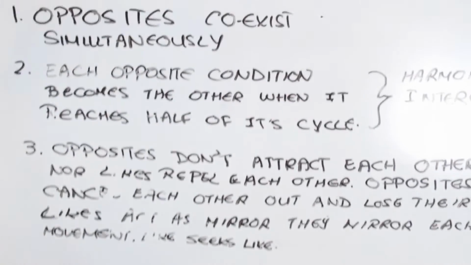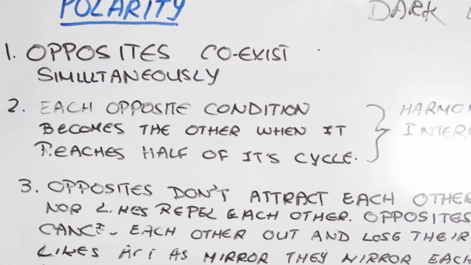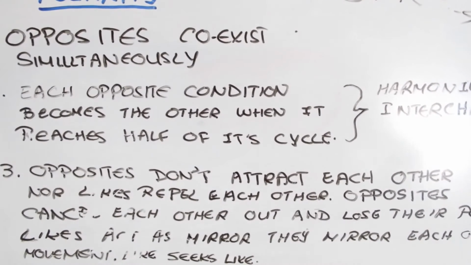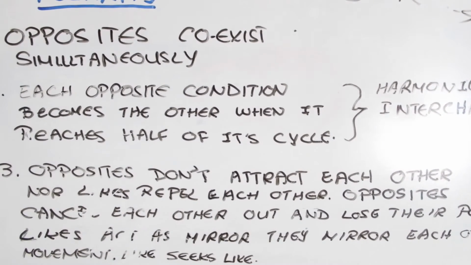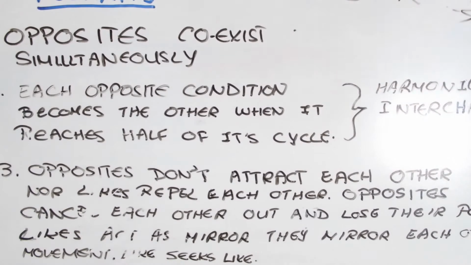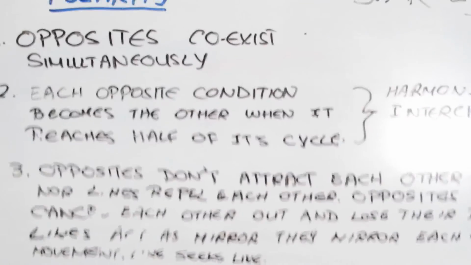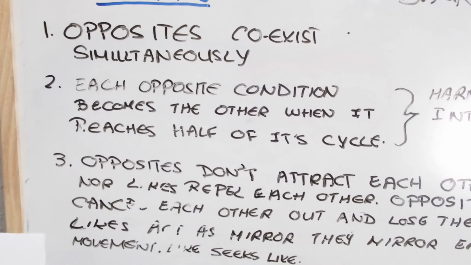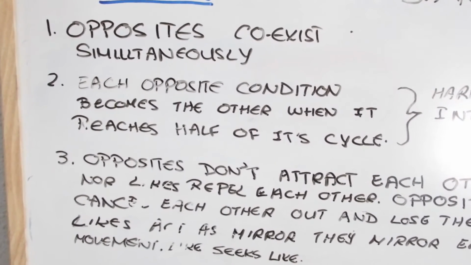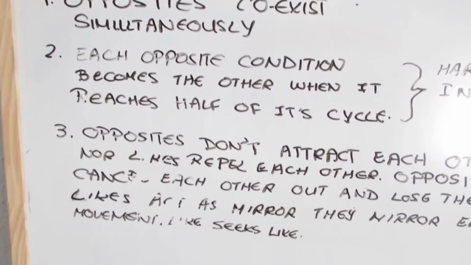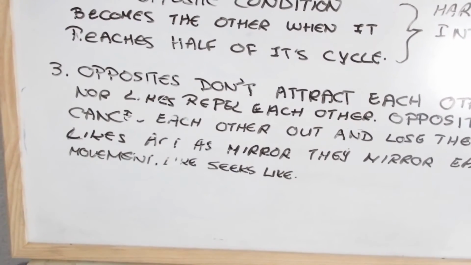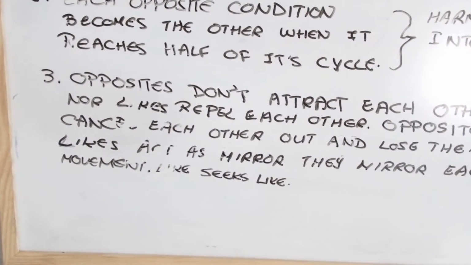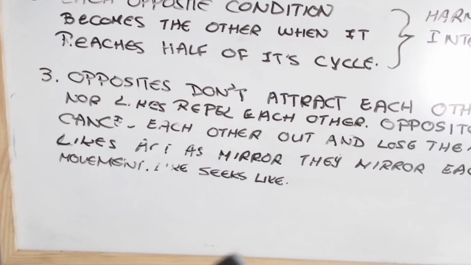Okay, let's talk about it now. As you can see, I've covered these. I've shown you some of the concepts about polarity. I think it is very, very important for us to understand these concepts, because if we don't understand that opposites coexist simultaneously, we're missing a great part of polarity. The same thing goes for repulsion and attraction, because there's no such thing as attraction or repulsion.